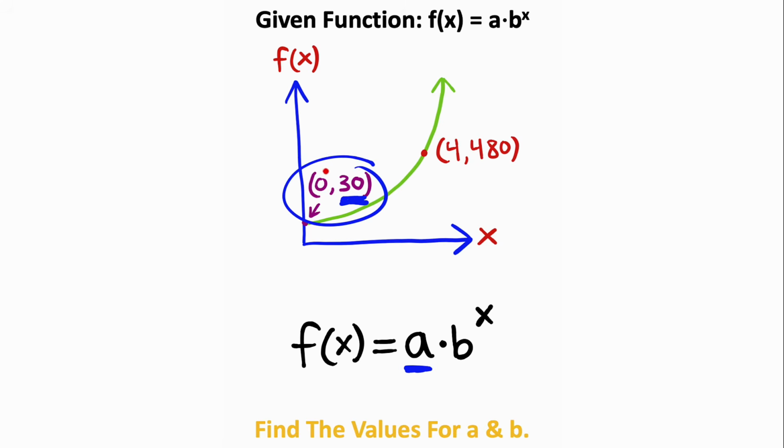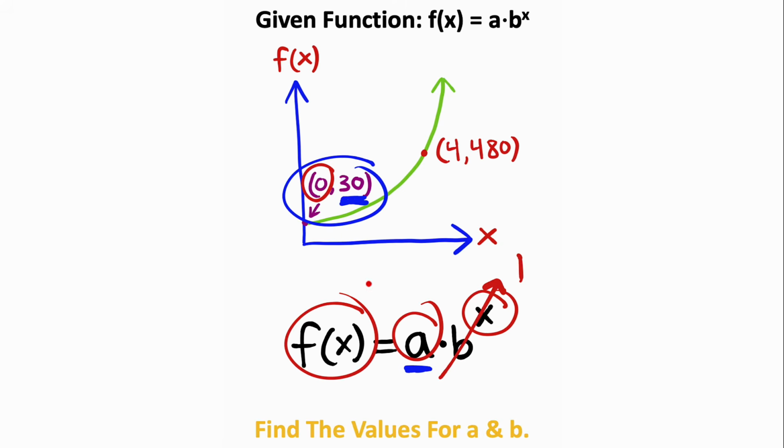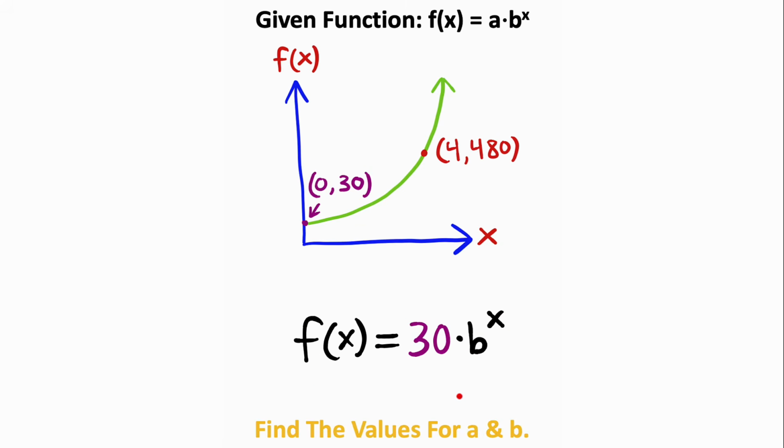The reason for this is because if you take 0 and plug it in for x, this entire term will go to 1, meaning that you'll have a is equal to the y-intercept, which is 30. So all we need to do from here is calculate b, and we can do this by using the second point that we have. So I'll take the x-coordinate, which is 4, and plug it in for x, and then I'll take the y-coordinate, which is 480, and plug it in for f of x.